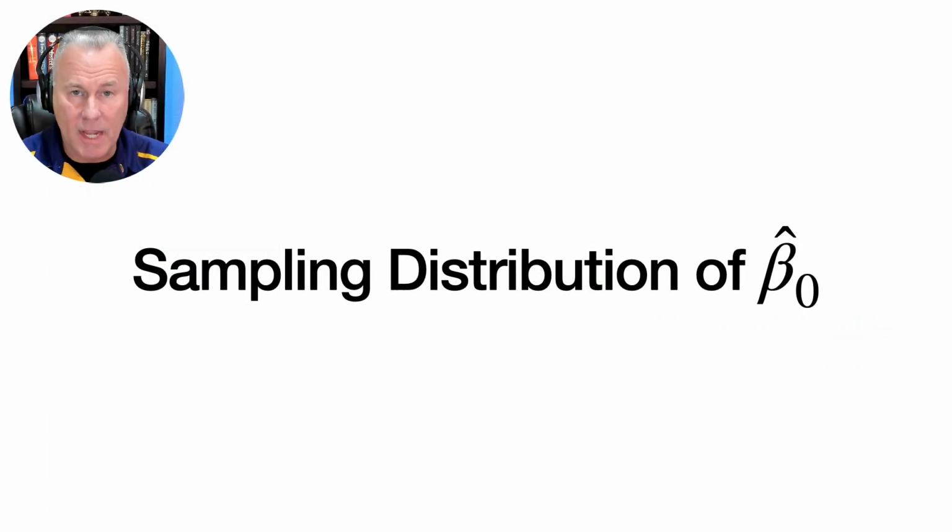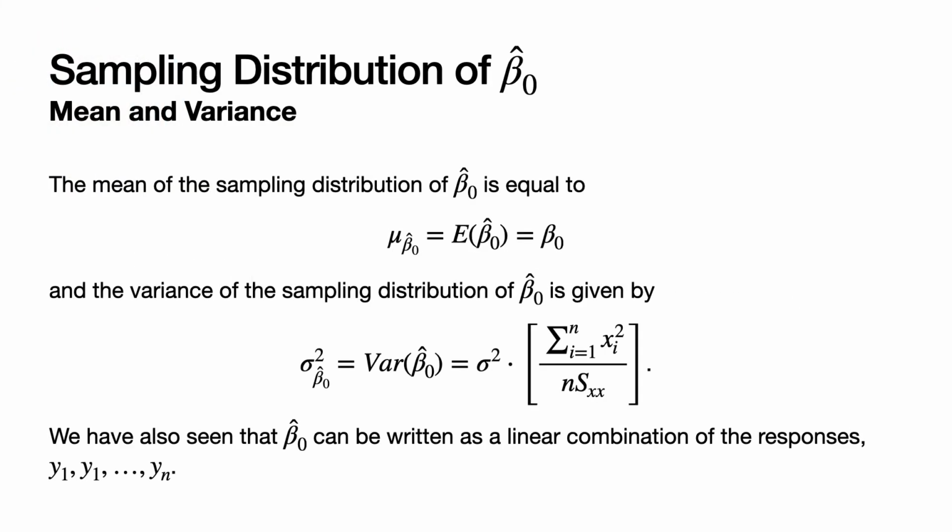All right, next let's look at the sampling distribution of beta 0 hat. The mean of the sampling distribution of beta 0 hat has been shown to be equal to beta 0 itself, and so beta 0 hat is an unbiased estimator of beta 0. The variance of the sampling distribution of beta 0 hat was shown to be sigma squared times the sum of the squared x values divided by n times the corrected sum of squares of the x's. Now we have also seen that beta 0 hat can be written as a linear combination of the responses.